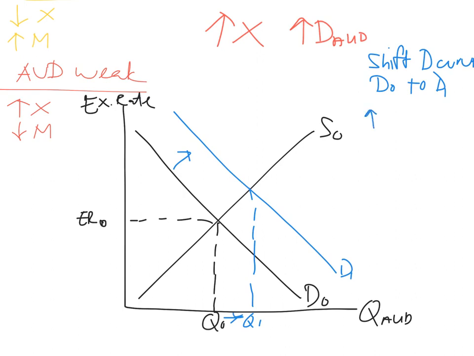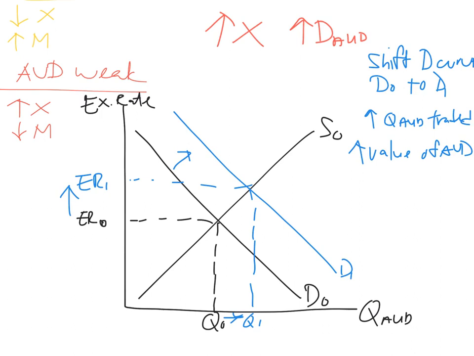There's been an increase in the quantity of the Australian dollar traded, and the Australian dollar has appreciated. It has become stronger relative to that other currency. Right? An increase in the value of the Australian dollar relative to the other currency. Okay, it has appreciated. And that's essentially it.